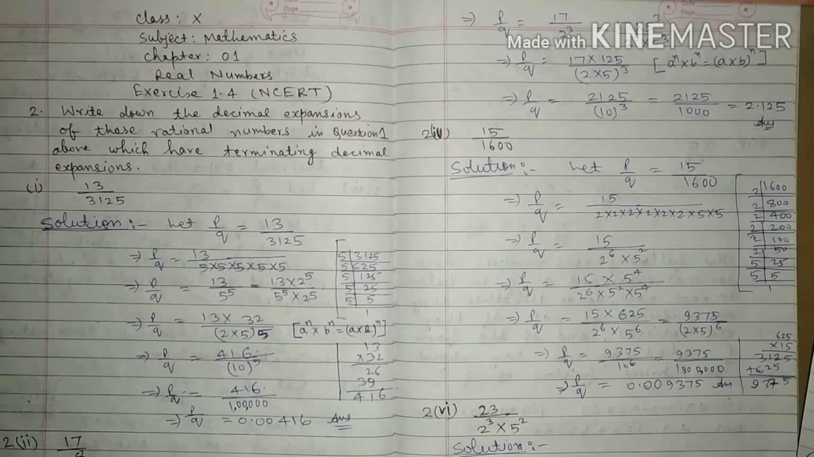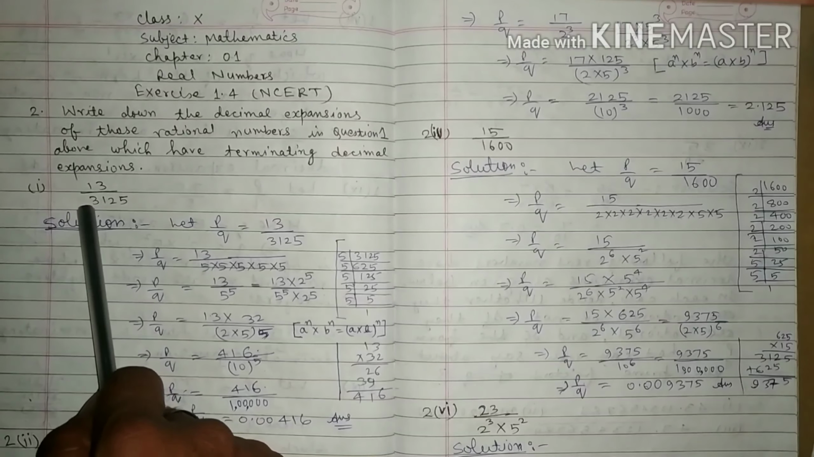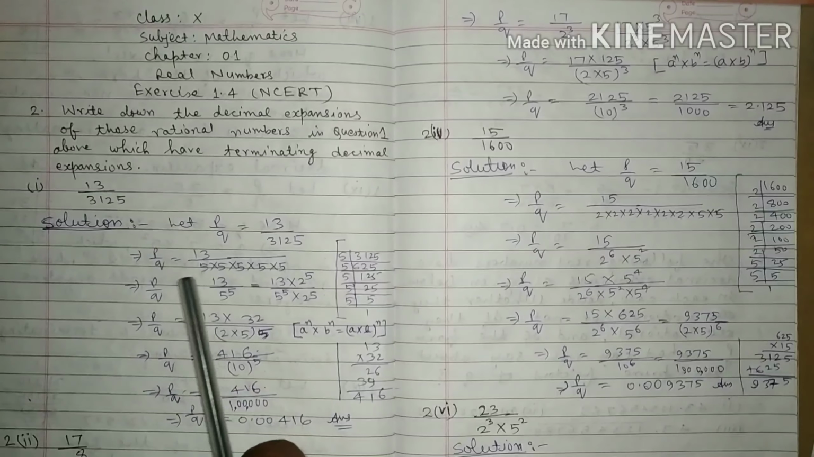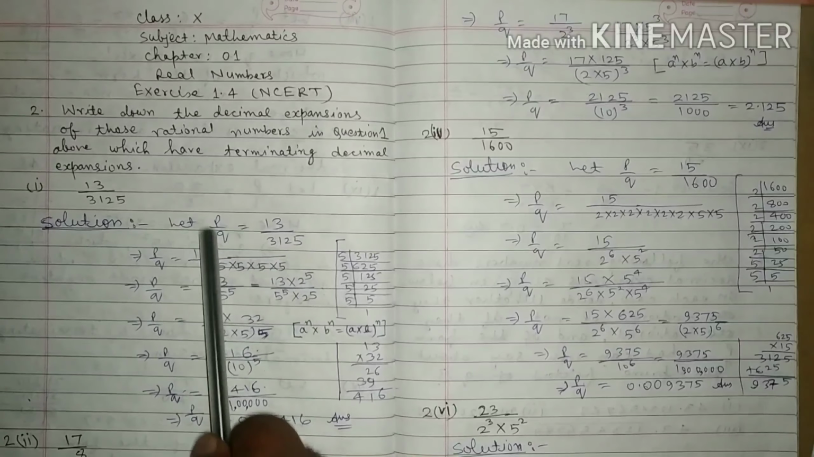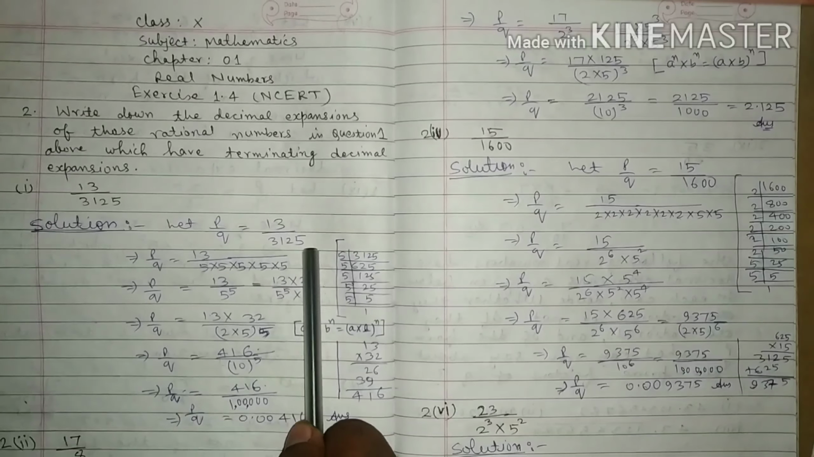Since only parts 1, 2, 4, 5, 6, 8, and 9 of question 1 have terminating decimal expansion, therefore the first part of question number 1 becomes the first part of question number 2. So the first part of question number 2 is 13 divided by 3125. For decimal form, we write P by Q is equal to 13 divided by 3125.